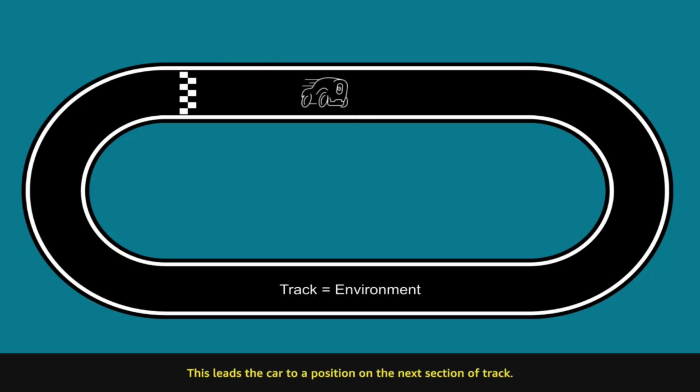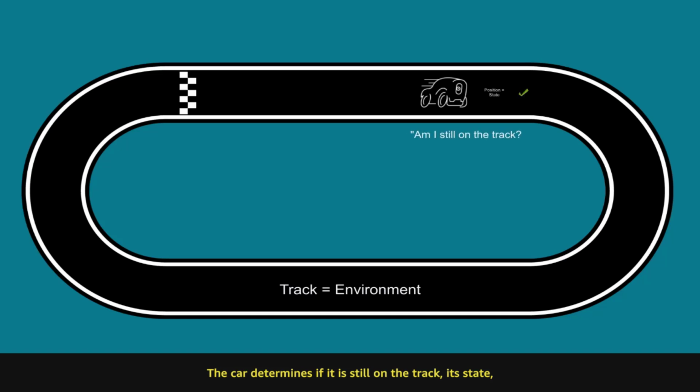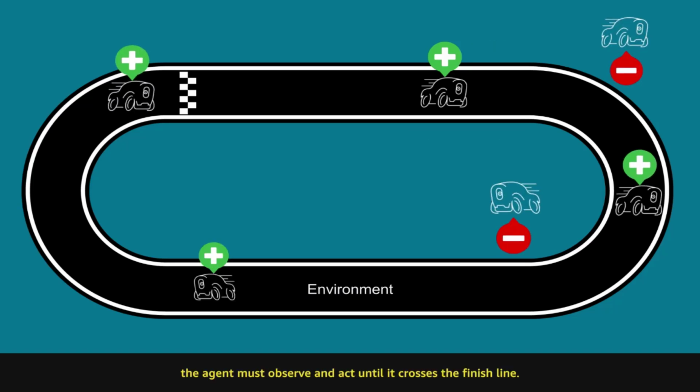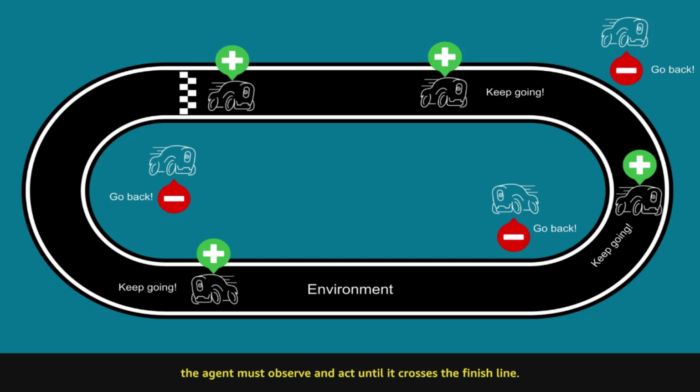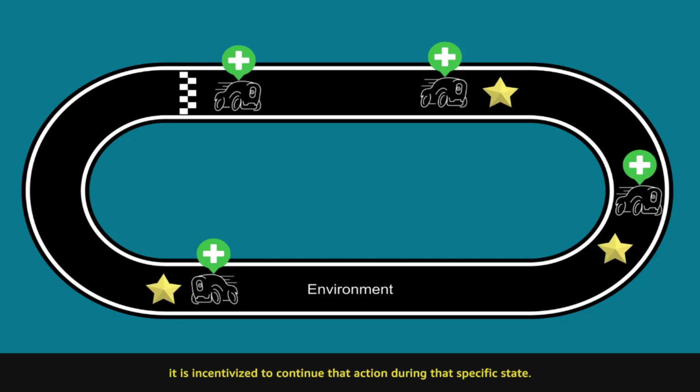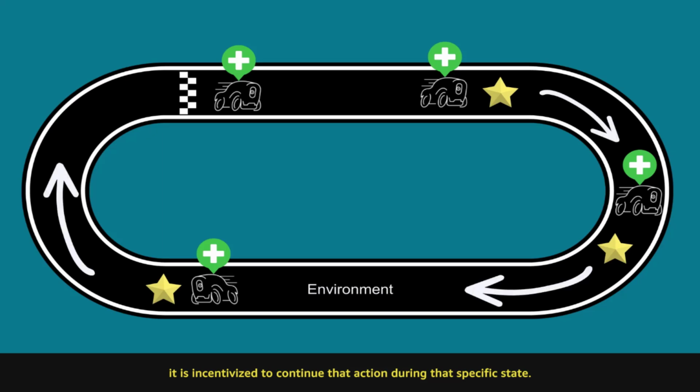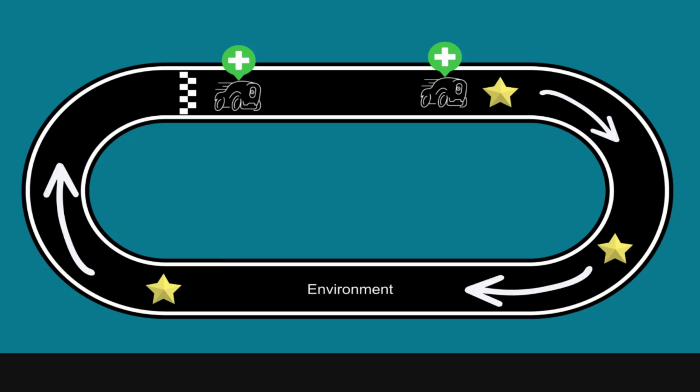This leads the car to a position on the next section of track. The car determines if it is still on the track, its state, and is given positive or negative reinforcement, the reward. For each new state, the agent must observe and act until it crosses the finish line. As the agent is being positively rewarded, it is incentivized to continue that action during that specific state.